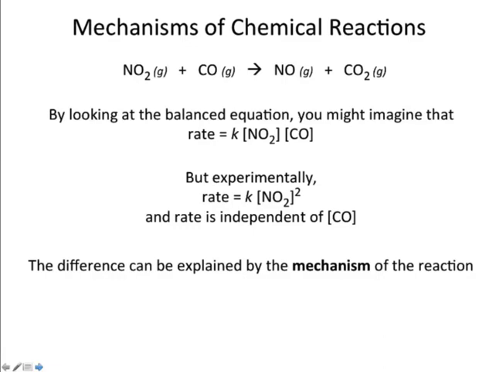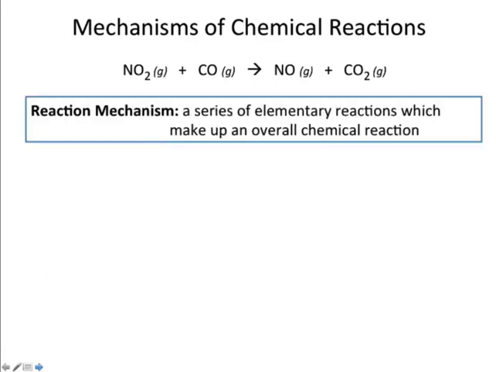Experimentally for this reaction, the reaction rate is second order in NO2 and doesn't depend on the concentration of carbon monoxide at all. The reason why there's a difference here is due to the mechanism of the reaction, how it goes about going from the reactants to the products. It's not something we've had to discuss before, but it's a really complicated thing sometimes, how you go from one place to the other. And so let's define reaction mechanism.